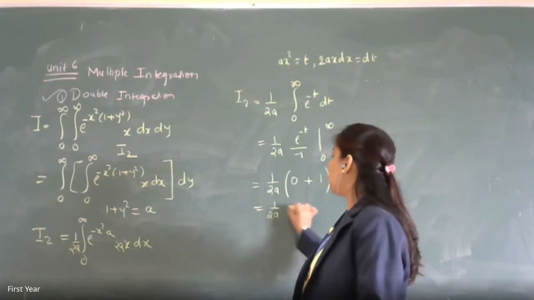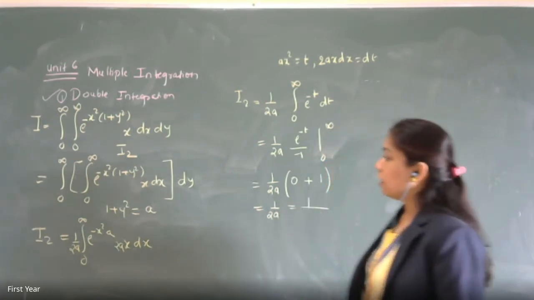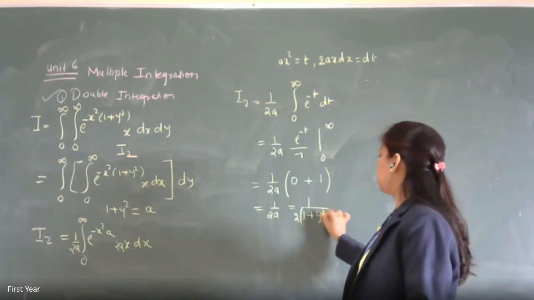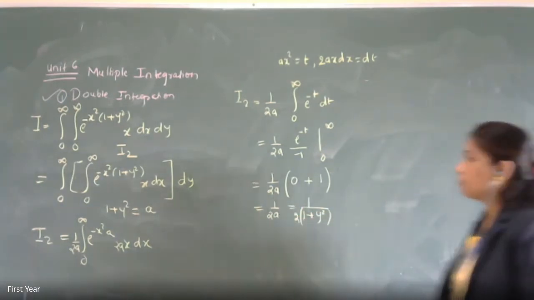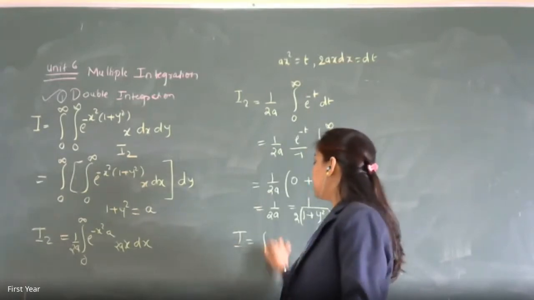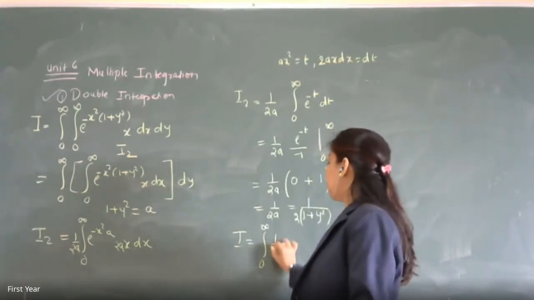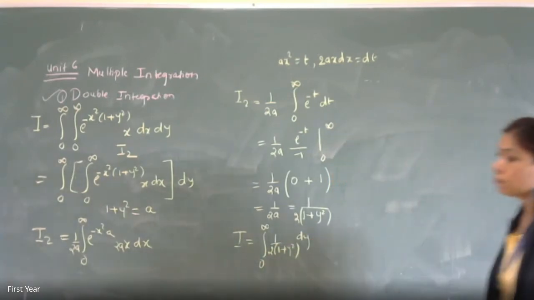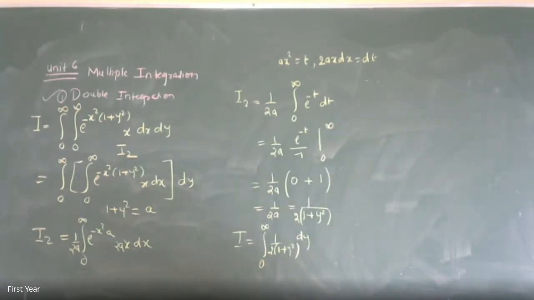But what is a? Now you substitute because it depends on y and we are going to do the integration with respect to y. So 2 into 1 plus y. And therefore your integration I is nothing but 0 to infinity 1 by 2 into 1 plus y square dy. Are you getting it? Internal integration I got I2. I2 we have solved, which we got 1 by 2a, which is 1 upon 2 into 1 plus y square. And then now the entire integration is 0 to infinity, whatever is the answer, in terms of dy.